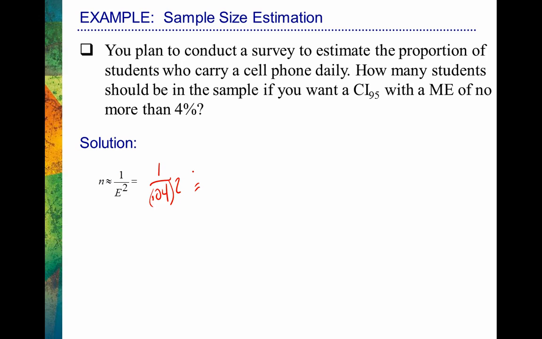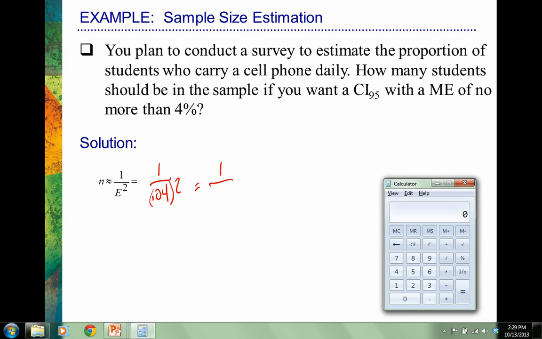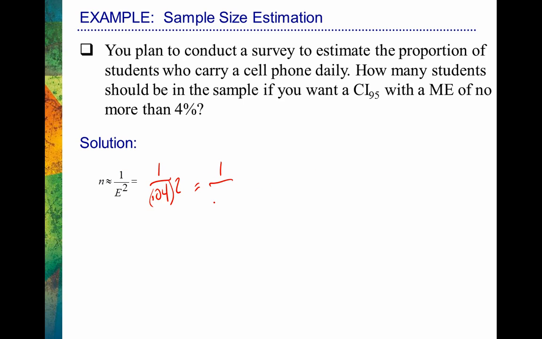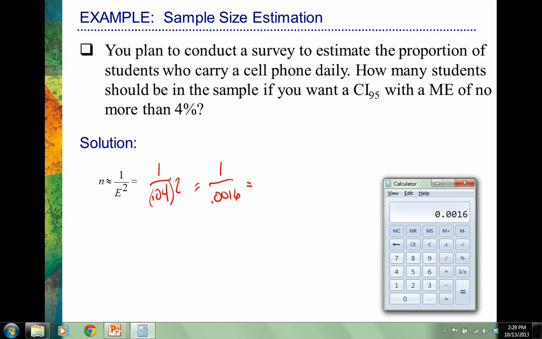So let's work that out real quickly. We'll have 1 divided by 0.04. Let's square that by multiplying by 0.04. That equals 0.0016. So again, we like to go out to 2 decimal places when we can. We can't in this particular instance because the number is so small. Let's work out that value real quickly. So let's take 1 and divide by 0.0016.